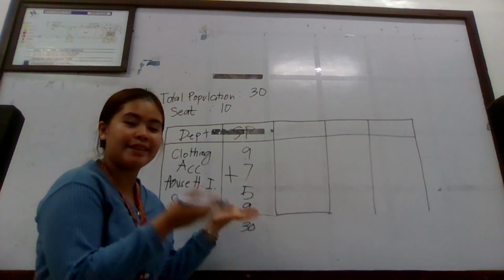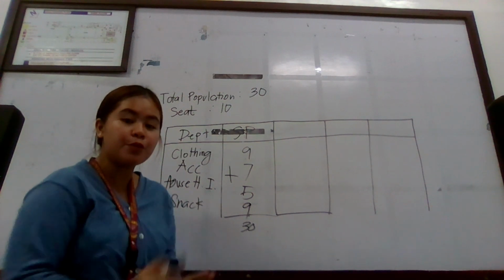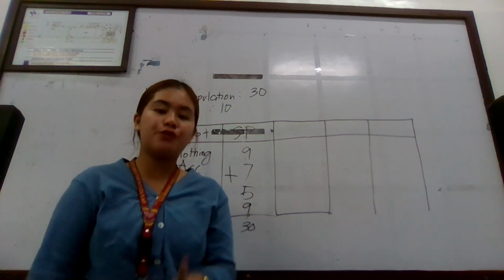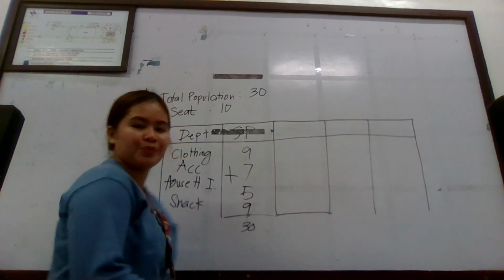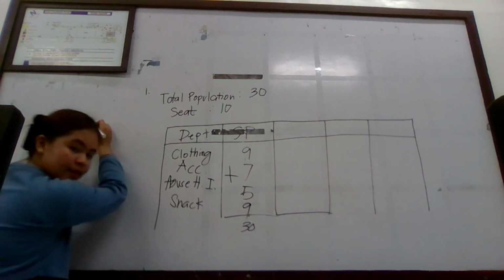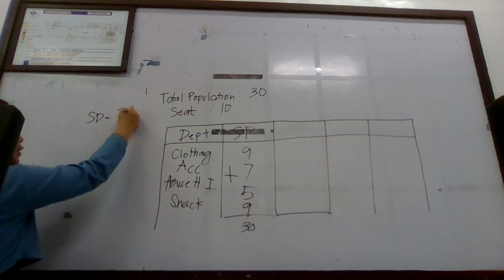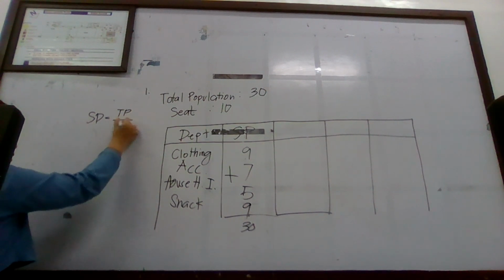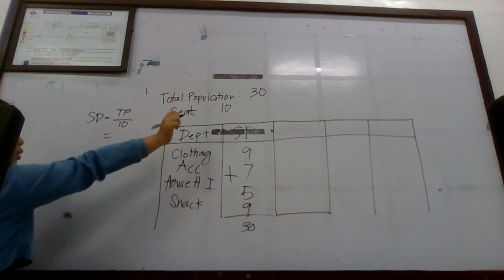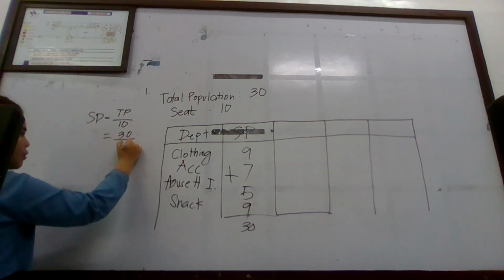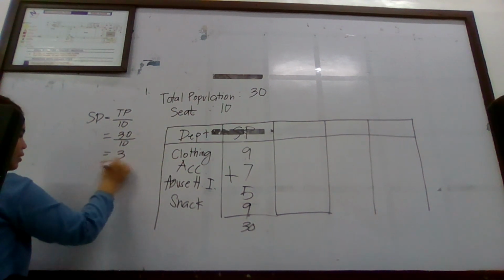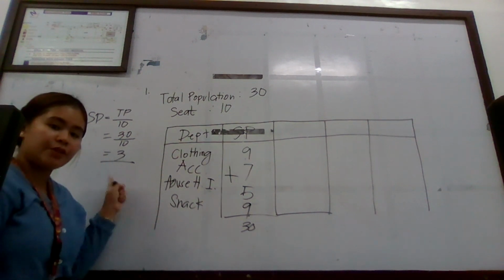So after identifying all of the given information, let us solve first our standard divisor. So this is our formula. The standard divisor is equal to the total population over the allocated seats, which is 10. So 30 divided by 10 will give us 3. So this is our standard divisor.